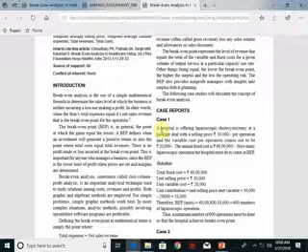Now, what is the total cost? Total cost is fixed cost plus variable cost. Variable is 12 million, fixed is 6 million. Therefore, total cost is 18 million. Total revenue is also 18 million. Therefore, total revenue is equal to total cost.